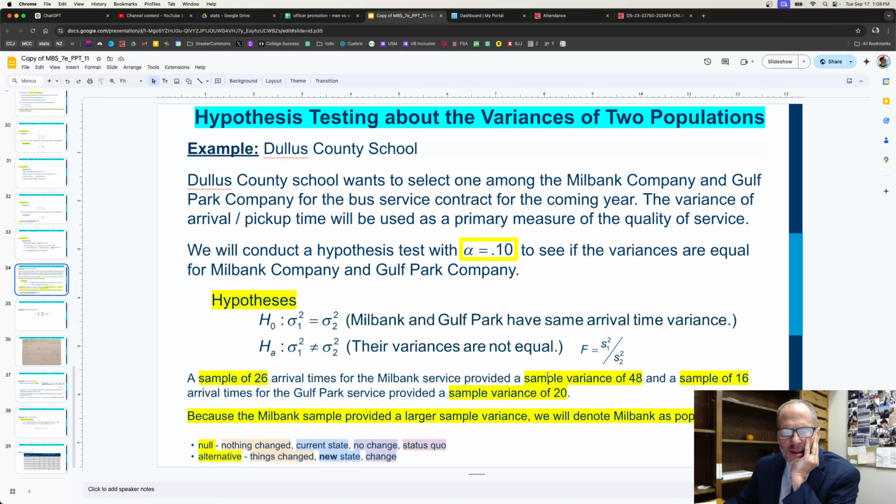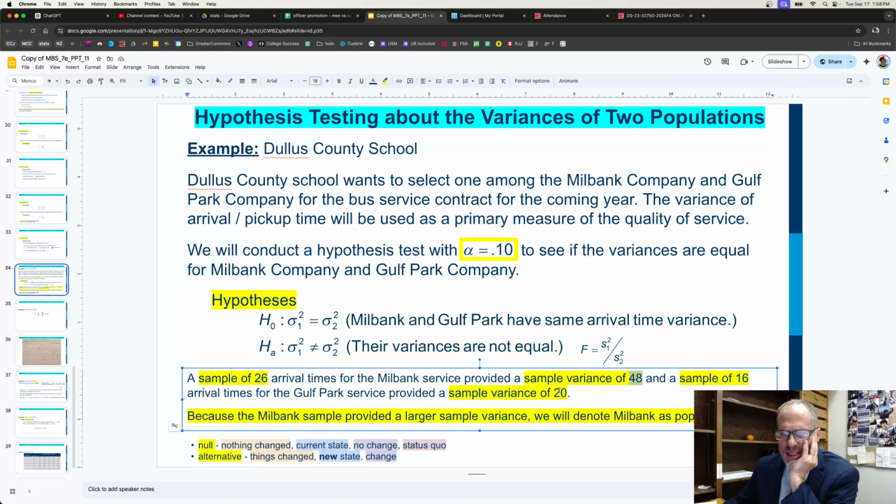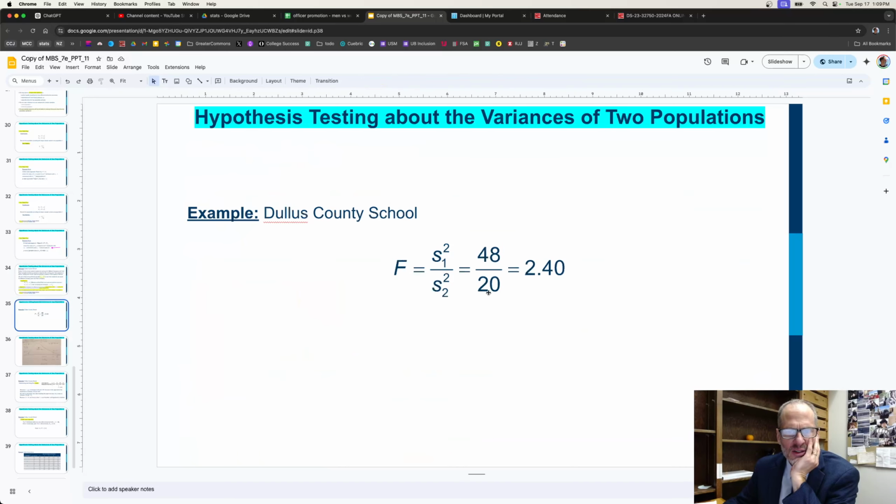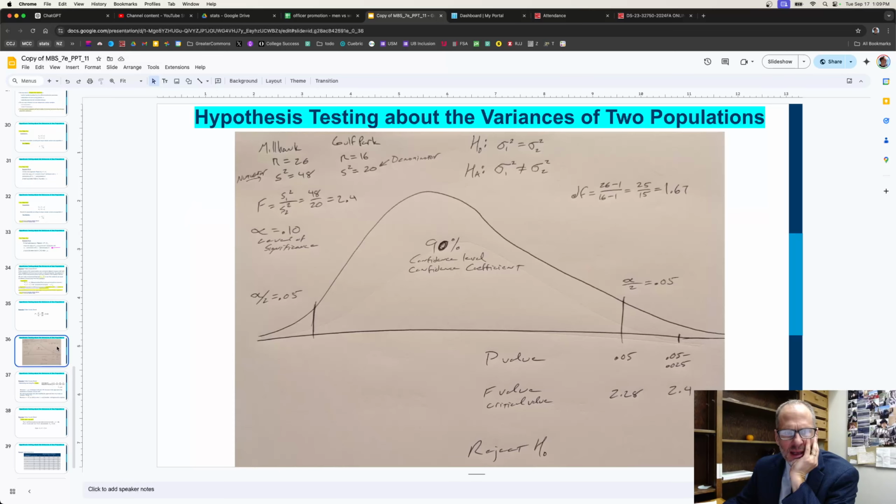As you do that test statistic here, you have to figure out which goes in the numerator and which goes in the denominator. Numerator's in the top, denominator's in the bottom. And you want to put the larger one in the top so that you get a bigger number. So sample variance of 48 and sample variance of 20, we're going to put 48 in the numerator and 20 in the denominator. 48 in the numerator, 20 in the denominator gives us 2.4.